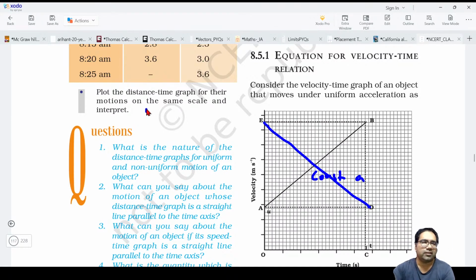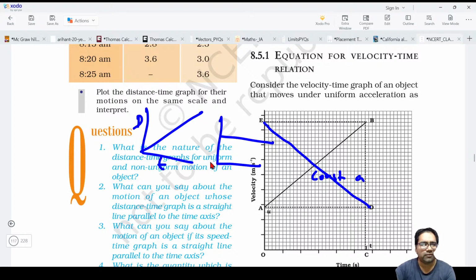Now, if the distance time graph is like this, what does that mean? Velocity is like this. Uniform motion. The distance time graph means the velocity time graph is like this. What is the acceleration here? Uniform motion. Acceleration is zero. Velocity is not increasing.